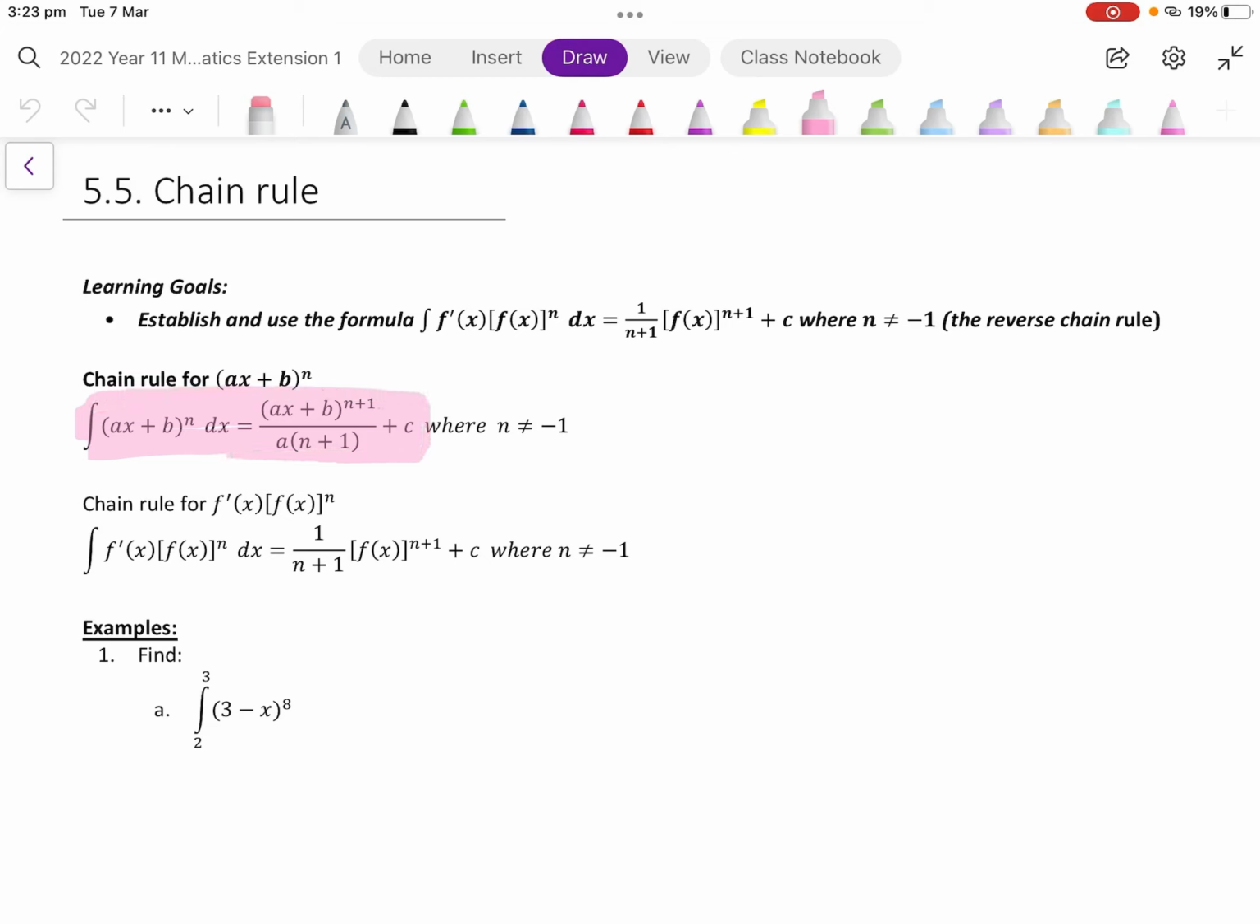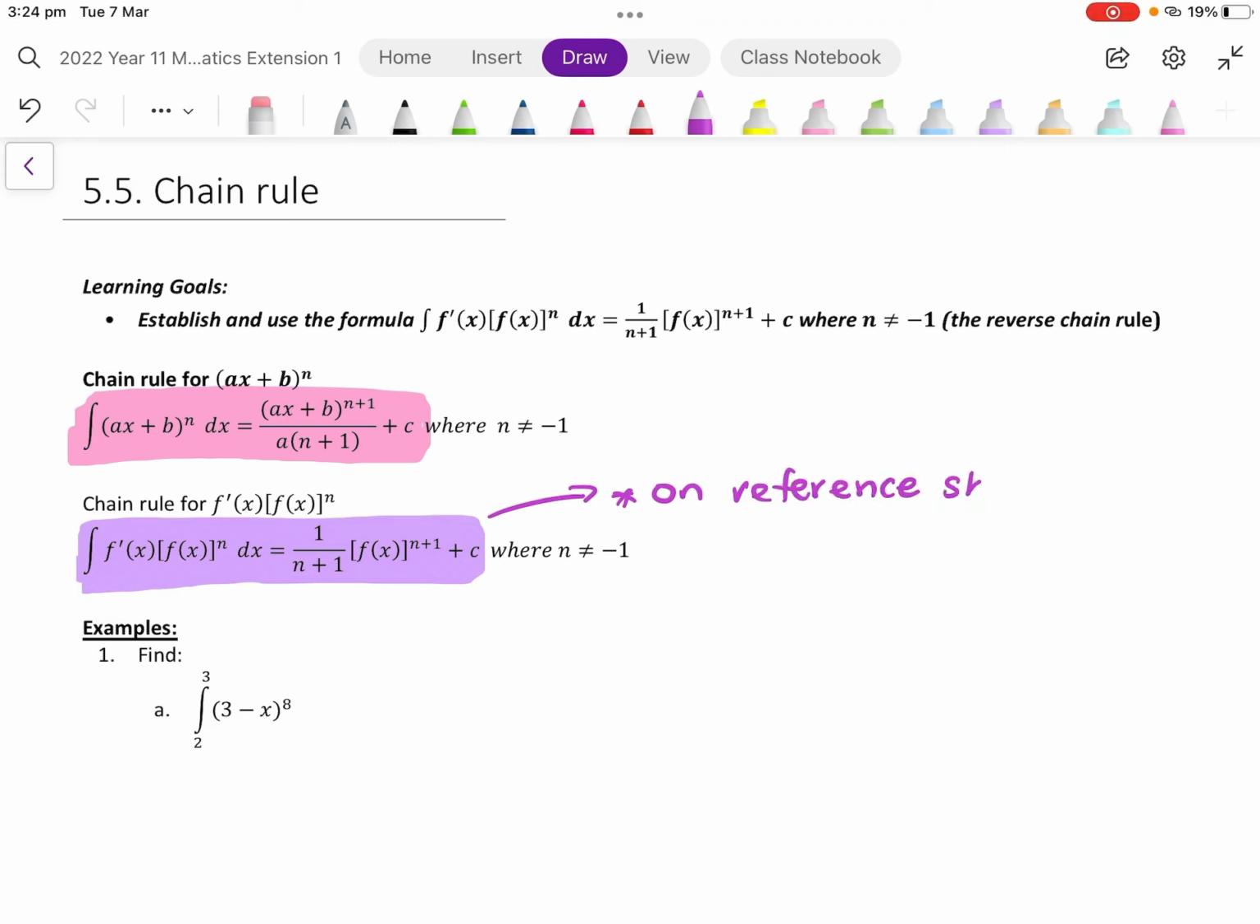We then have our chain rule for f dash x times f of x to the power of n, which is the integral of f dash x times f of x to the power of n dx equals 1 over n plus 1 of f of x to the power of n plus 1 plus c. Now this one is on your reference sheet, so you don't need to remember it. The one above you do need to remember though.